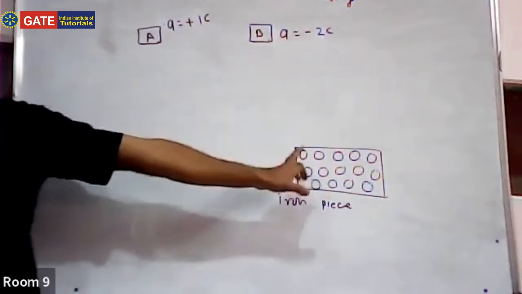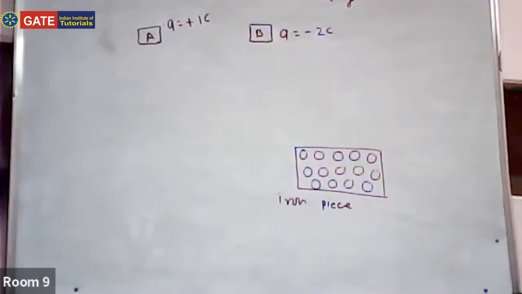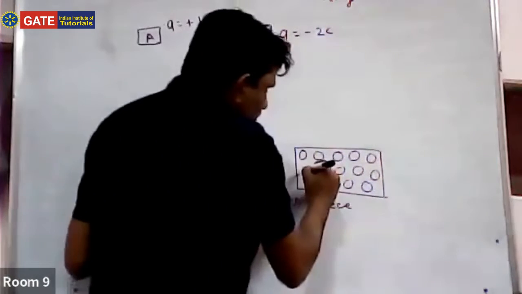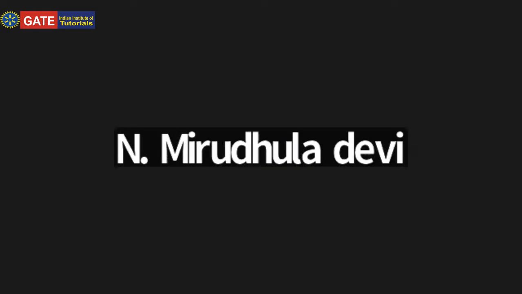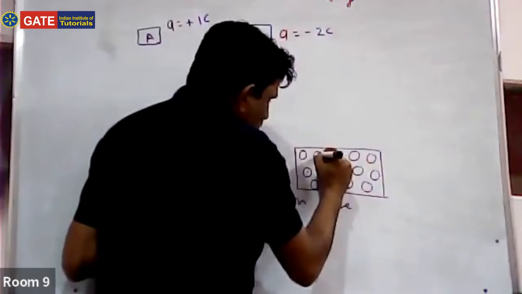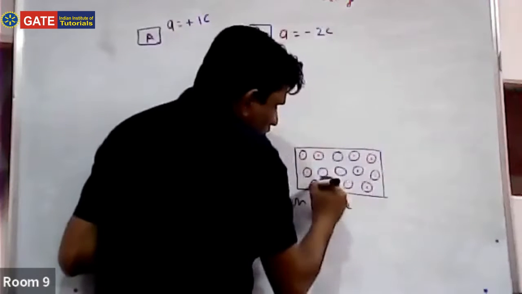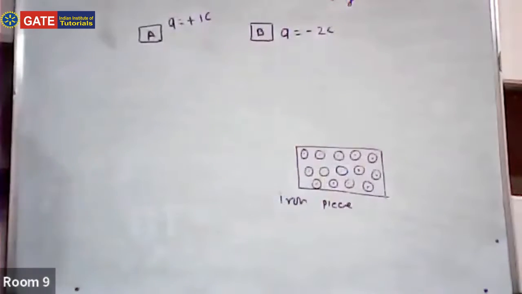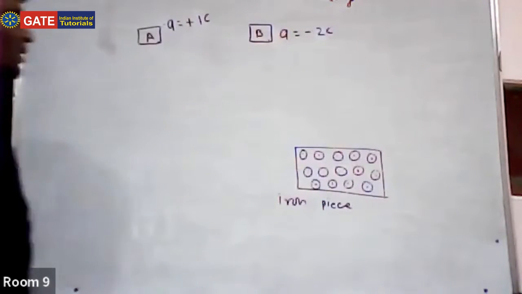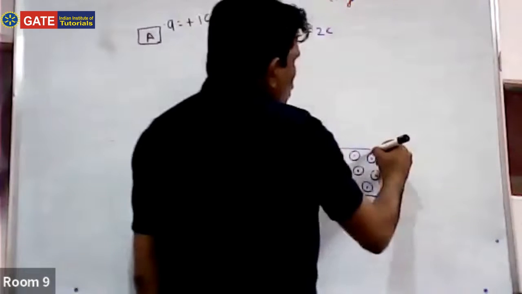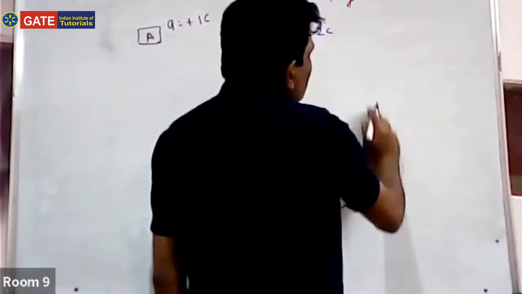What are these small spheres? Tell me. Atoms. What is inside atoms? Electrons. Only electrons? Protons and neutrons. Okay. So we will draw one big atom here.